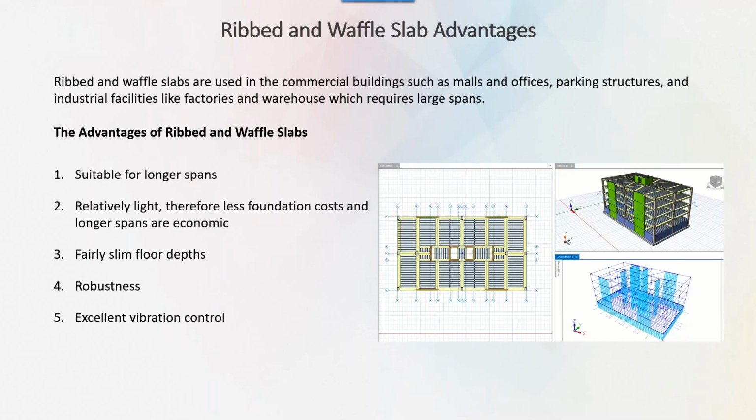Okay, let's talk about ribbed and waffle slabs. Ribbed and waffle slabs are generally used for commercial buildings such as malls, offices, parking structures, and industrial facilities like factories and warehouses, which require large spans. The advantage of ribbed and waffle slabs is that they are suitable for longer spans. They are relatively light if you compare them with the other slab types, and you can also reduce the foundation costs due to this advantage.